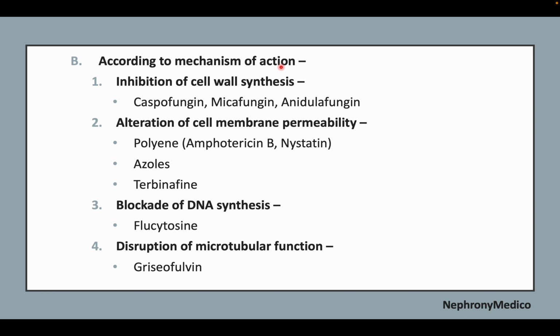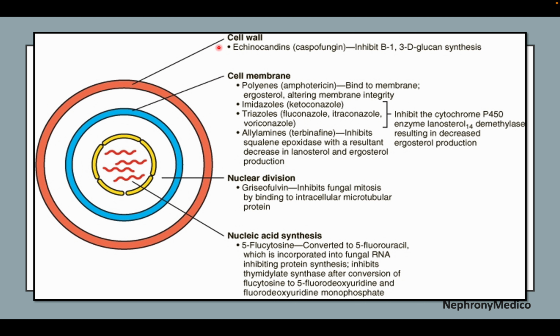According to the mechanism of action, it may be inhibition of cell wall synthesis like caspofungin, micafungin, or alteration of the cell membrane permeability like amphotericin B, nystatin, azoles, or blockade of the DNA synthesis like flucytosine, or disruption of the microtubular function like griseofulvin. This is a picture showing the different mechanisms of action of different types of antifungals, where echinocandins like caspofungin inhibit beta 1,3-D glucan synthesis, etc.